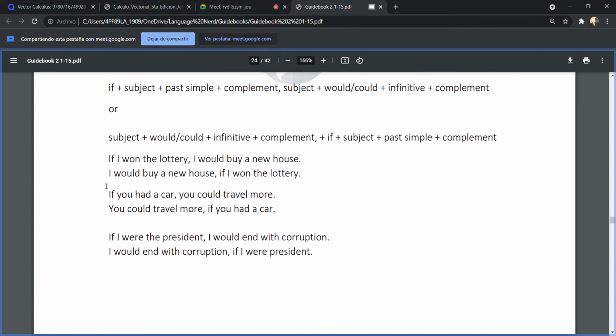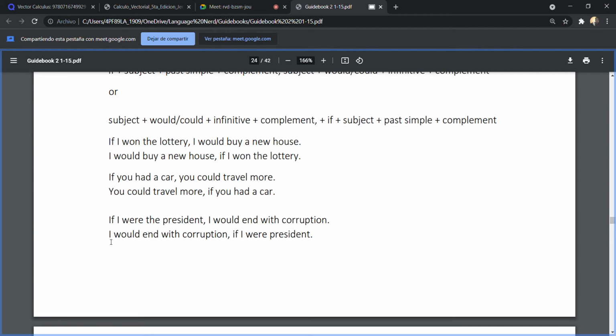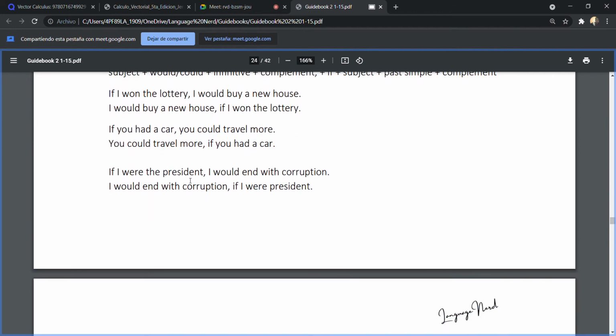Then, if you had a car, you could travel more. You could travel more if you had a car. So that's like an unreal situation because you don't have a car right now. So that's what happens. And then if I were president, I would end with corruption. I would end with corruption if I were the president.